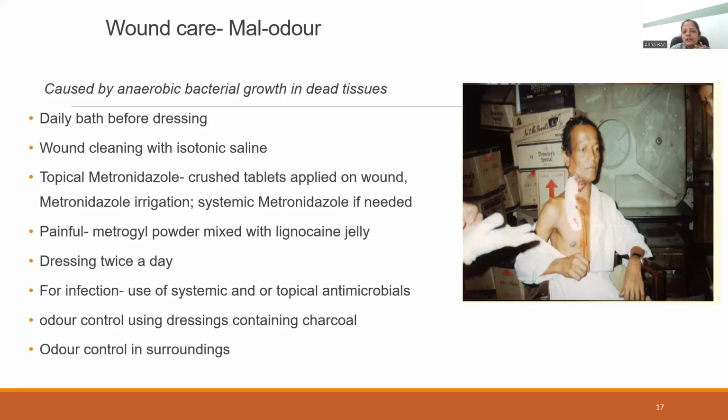Then we have to clean the wound with the help of isotonic saline. Okay, and then we sprinkle crushed tablets of metronidazole over the wound. Many times we can irrigate the wound with the help of liquid metrogel. That's what we get in the bottles. So with that also we can irrigate the wound. Okay, so if needed, systemic metronidazole can also be given. But many a times it can cause nausea, vomiting, right? So we need to see these side effects also in these type of patients.